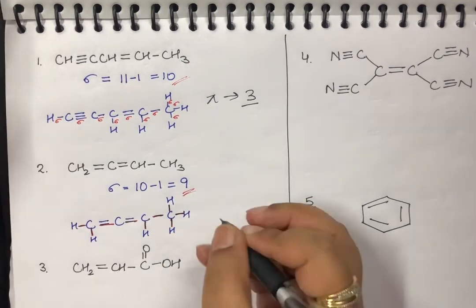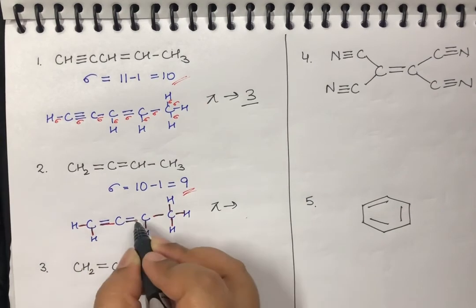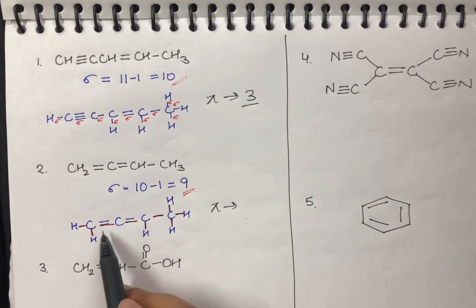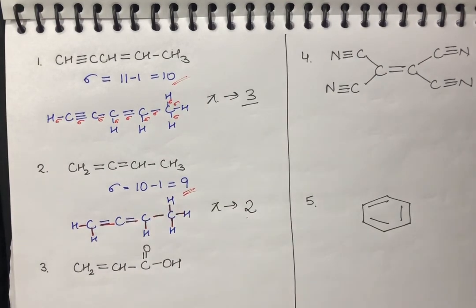Now if I have to calculate the number of pi bonds, it is going to be 1 from here since it was a double bond, and here it also was a double bond. So 1 sigma has been taken away. So this is 1 pi and 2 pi. So the number of pi bonds would be 2.